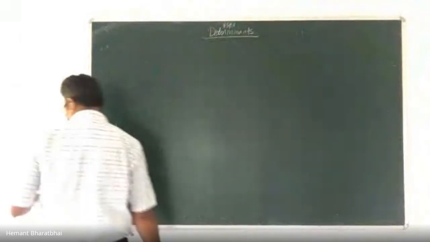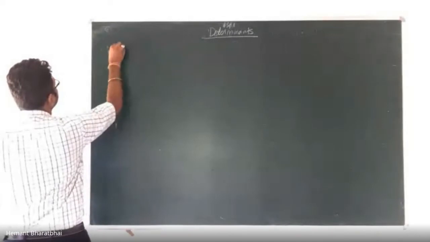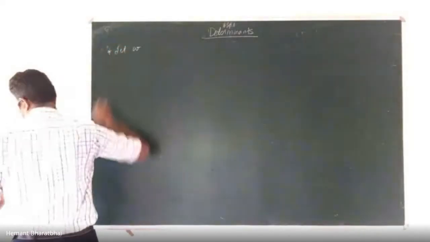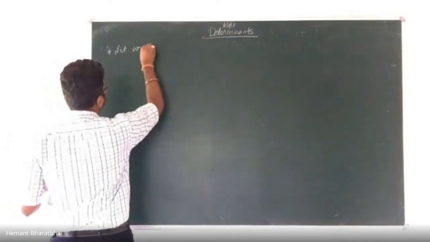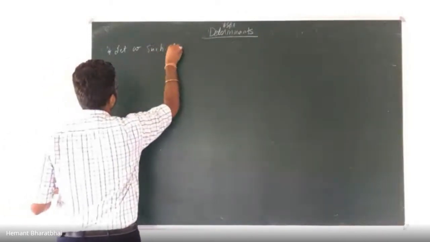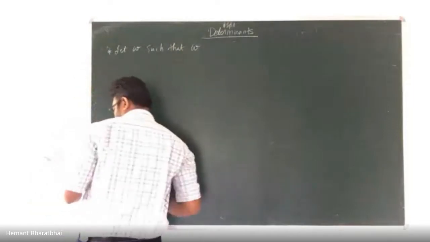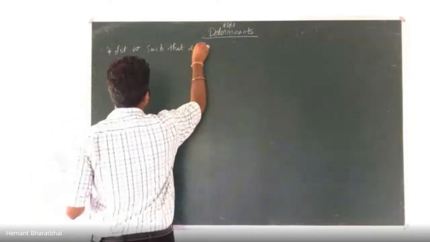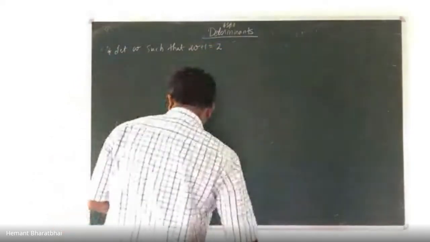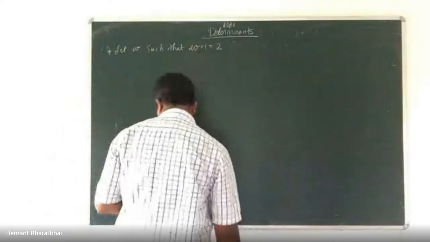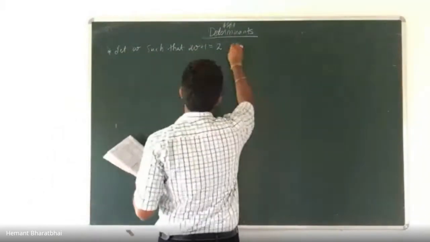Next question. This came in 2017 mains. Let omega be a complex number such that 2 omega plus 1 is equal to z.